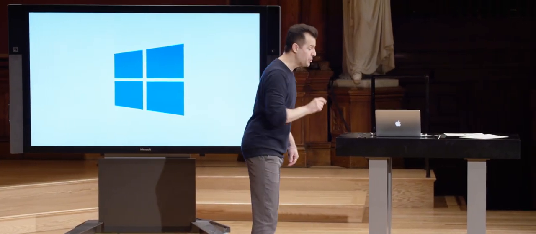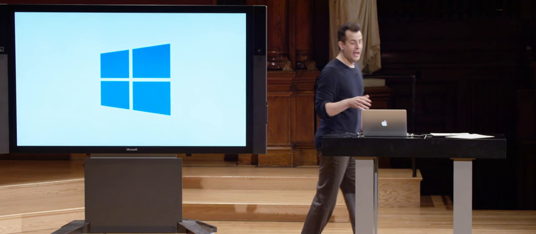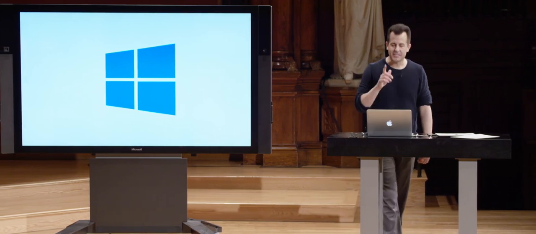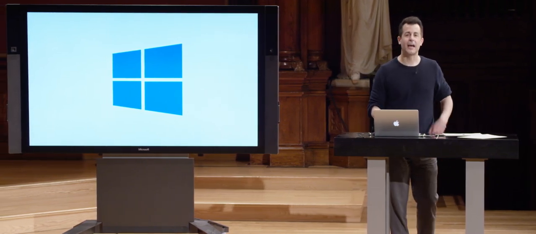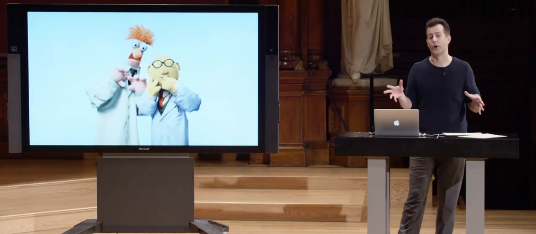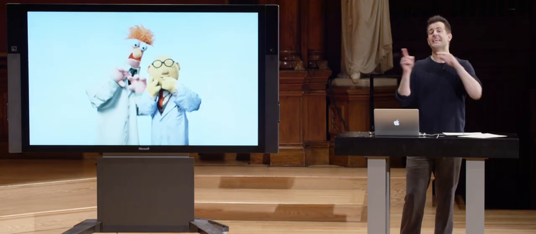Now, it's all fine and good to talk about hardware and see it depicted on the screen, but let's actually get our hands dirty here and actually enter into our own laboratory and take a look on the outside and the inside of some actual computers.